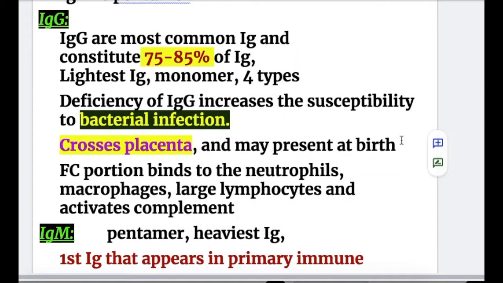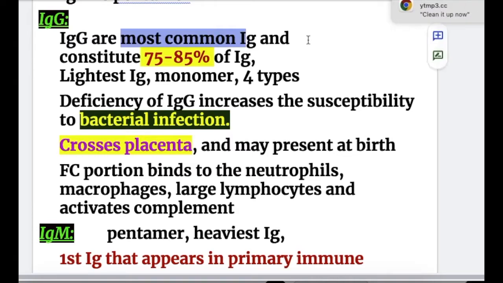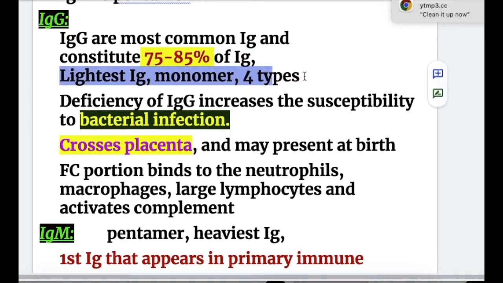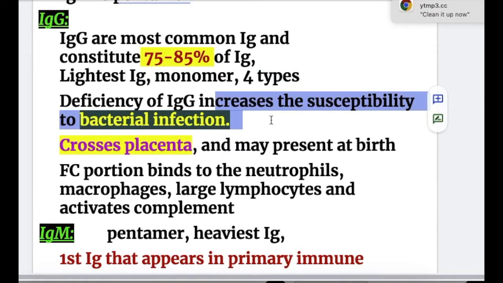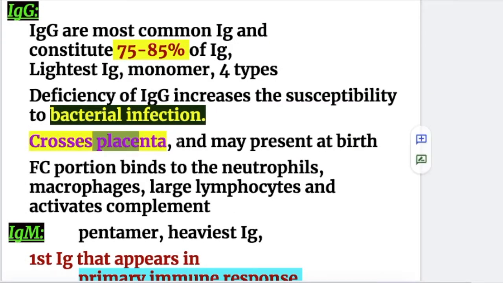Now let's discuss different immunoglobulins. First of all, immunoglobulin G, IgG. IgG are the most common immunoglobulins and they constitute 75 to 85% of the immunoglobulins. They are the lightest immunoglobulins, are monomer and have four types. Deficiency of IgG increases the susceptibility to bacterial infection. It crosses the placenta because it's very small and may be present at birth.